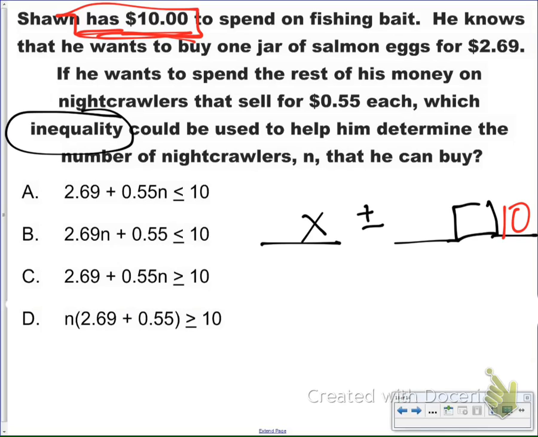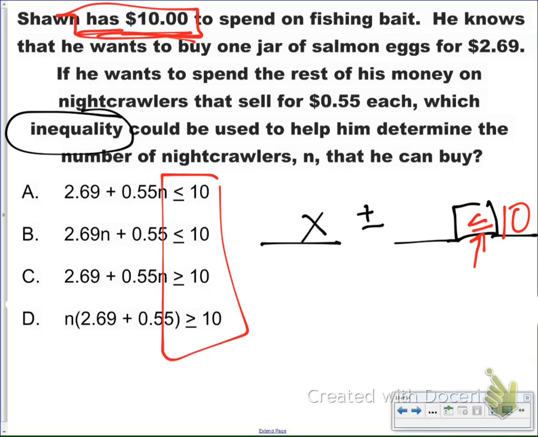Now, if he has $10, you have to start thinking, well, can he spend more than $10? No, he has to spend less than $10. Okay, he can spend all of that $10, so it can be equal to, but everything he has to buy has to be less than or equal to the $10. So that's how I get my inequality.